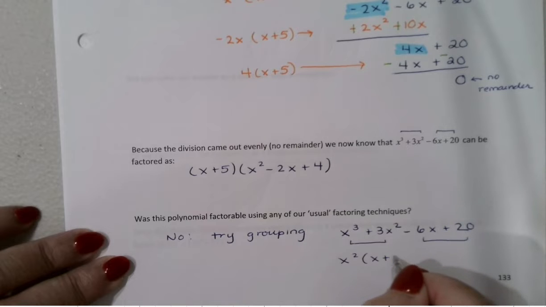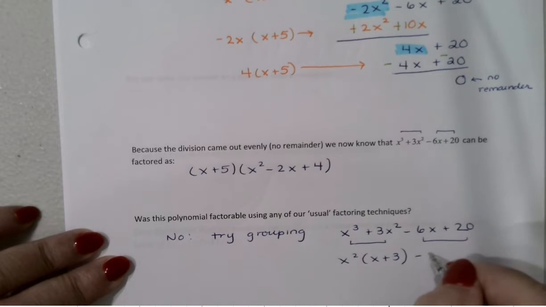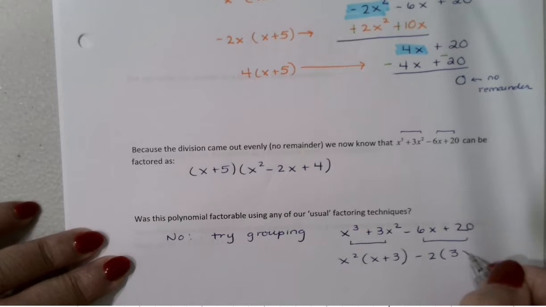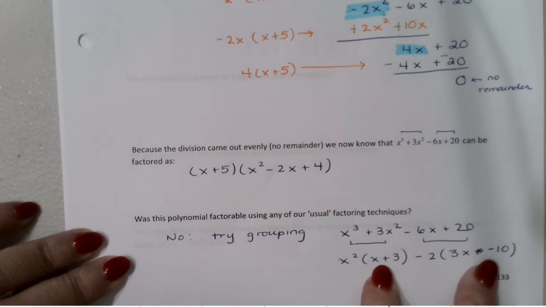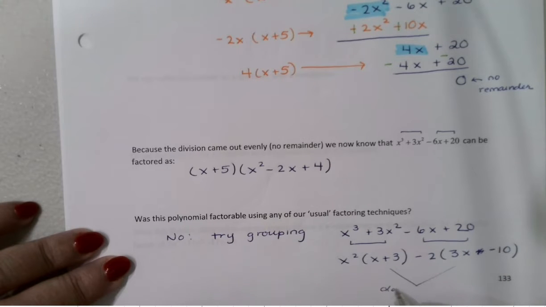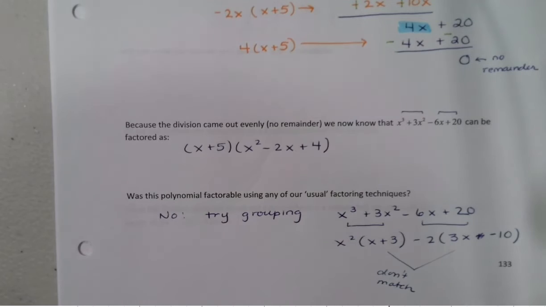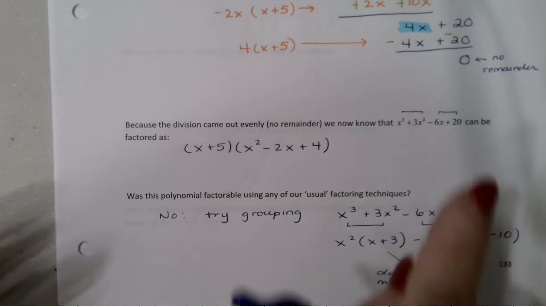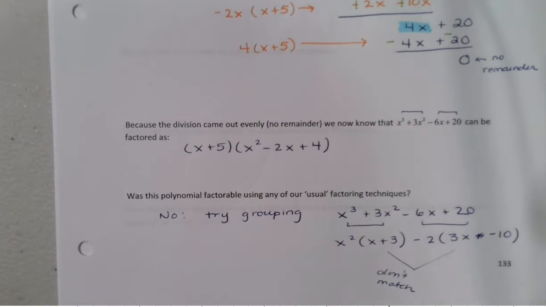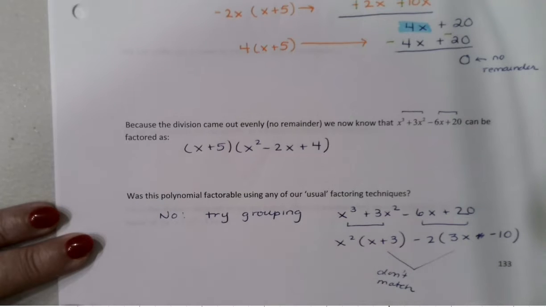taking out the x squared gave us x plus 3. Taking out a negative 2 would make that 3x, minus 10. And since those don't match, grouping didn't work. So this long division potentially gives us a way of getting a factored form where we couldn't have using our other techniques. Okay? Now, that worked out great because the remainder just happened to be 0. That's not always going to be the case, but when it is, we know a new factored form.